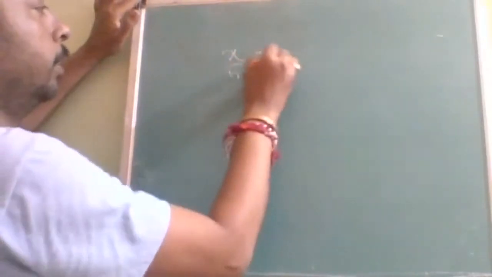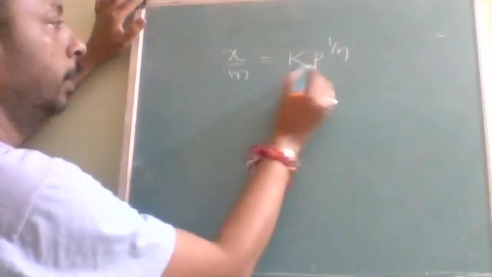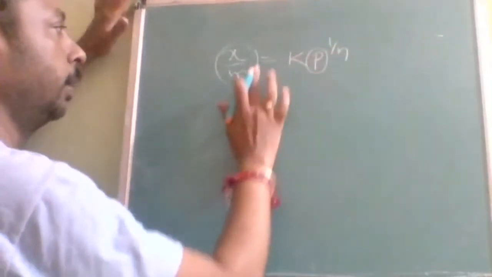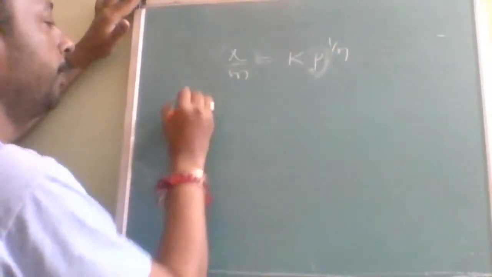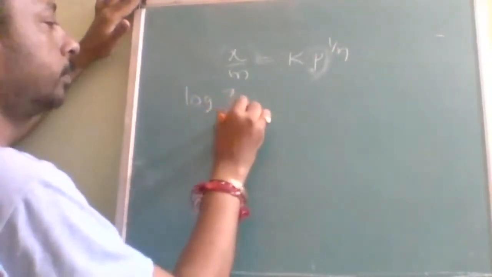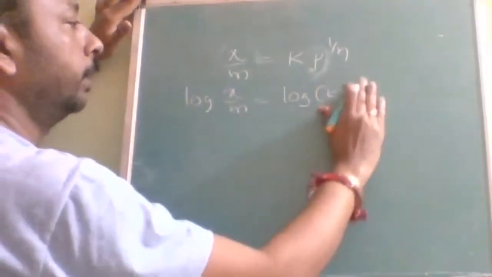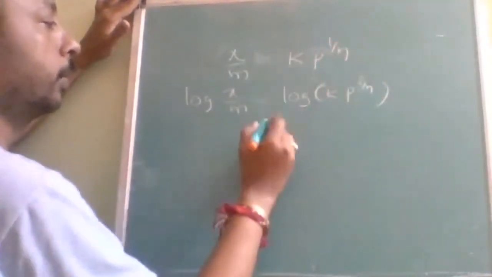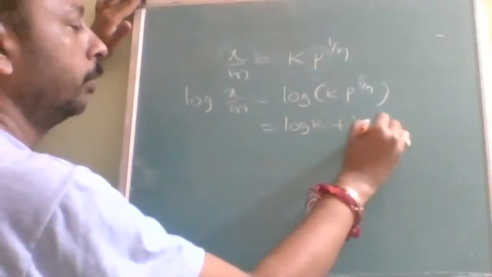So what we already have is x/m = k P^(1/n). The main problem is that this is directly proportional but a non-linear function. So to make it linear, I am applying the log. Then log(x/m) = log(k P^(1/n)). We can use log AB and log A^n, both options. Now it becomes log k + (1/n) log P.